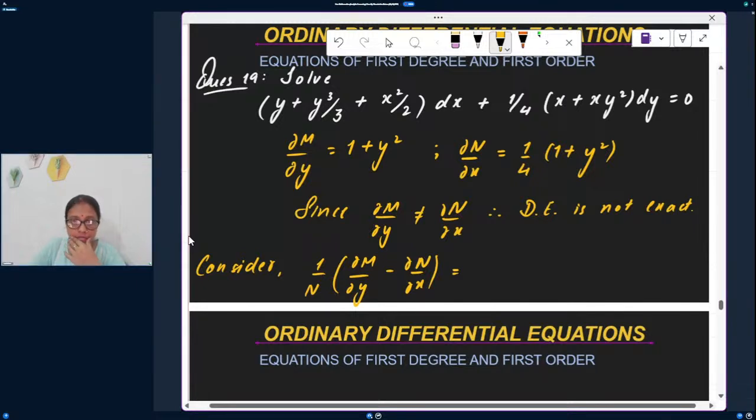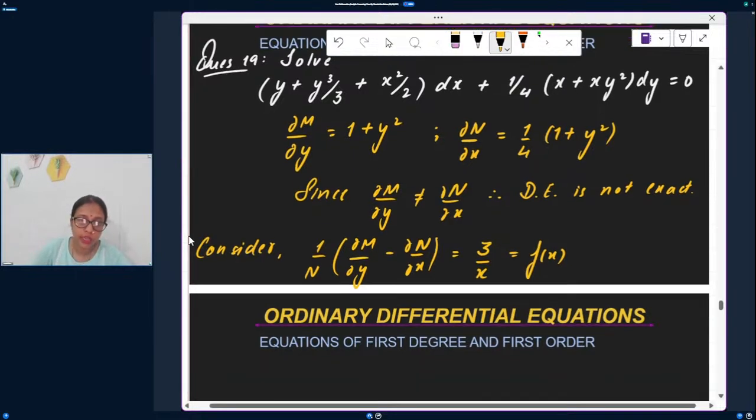This minus this: 4, 4, 3, 3 by 4, and 3 by 4, and 1 by... So 4 cancels, 3 by x. That also cancels. So yes, this comes out to be exactly a function of x. There is no y here, so I can say that my integrating factor is e raised to the power integration of this function. The function is 3 by x dx.